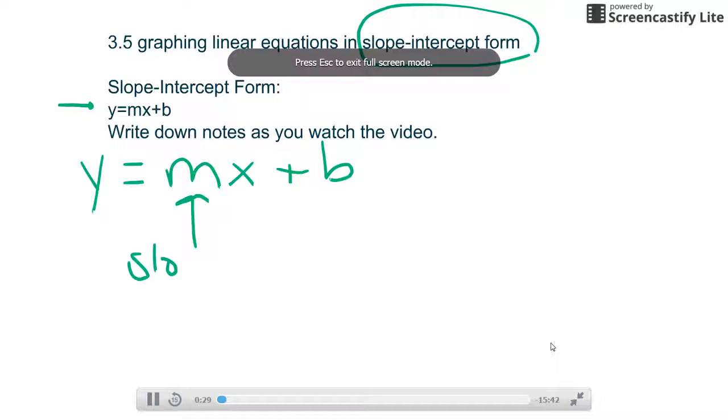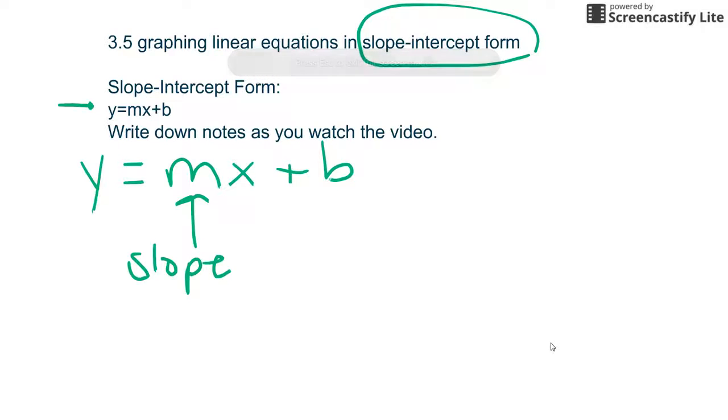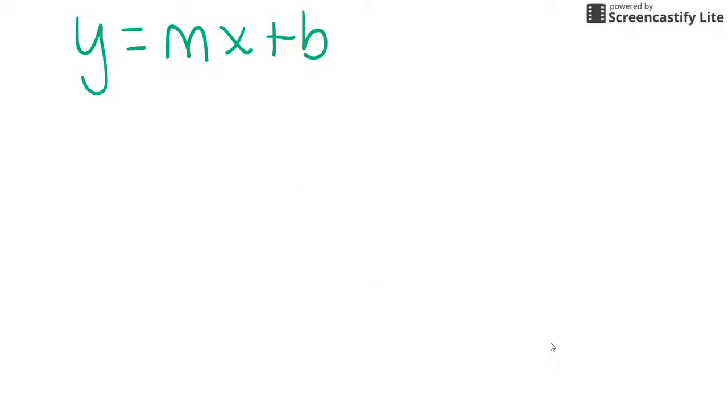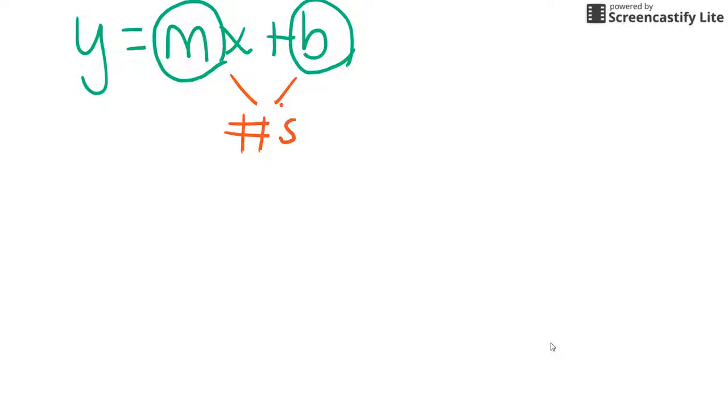The m stands for the slope. So how steep is the line? And the b stands for the y-intercept, or where it crosses the y-axis. So when we're talking about y equals mx plus b, the m is the slope and the b is the y-intercept. Those are both going to be numbers.